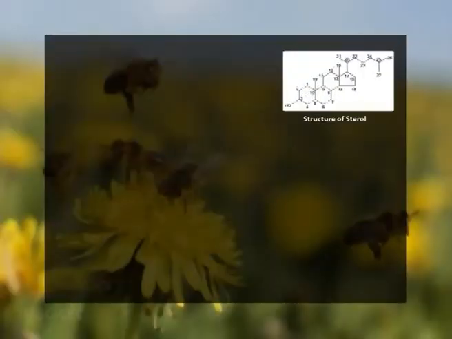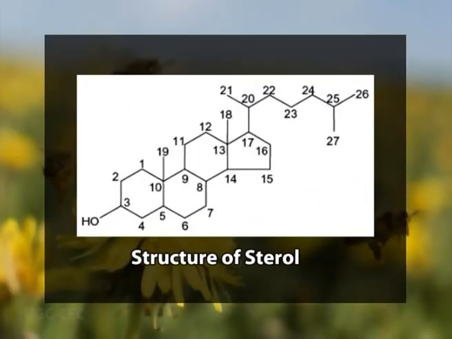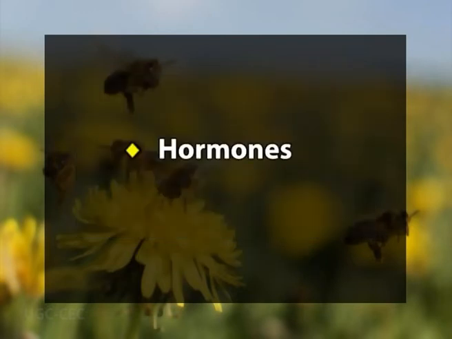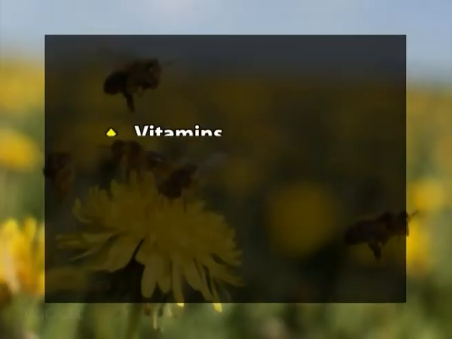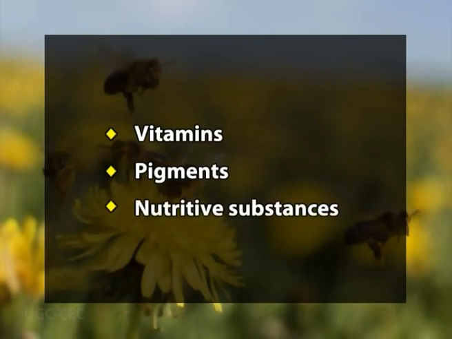The lipid-rich pollen include sterols, which are used by the insects as building blocks for their hormones and pheromones. The pollen reward also provides vitamins, pigments, and other nutritive substances to the consumer insects.